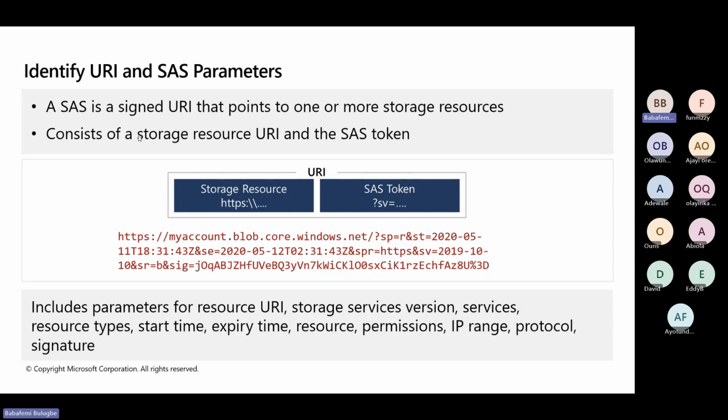And what does it consist of? It consists of the URL, which is the link to that particular resource, like I showed you the other time, and the token that we use in accessing it. So this is the link, and this is what we call the token. The token gives you access.